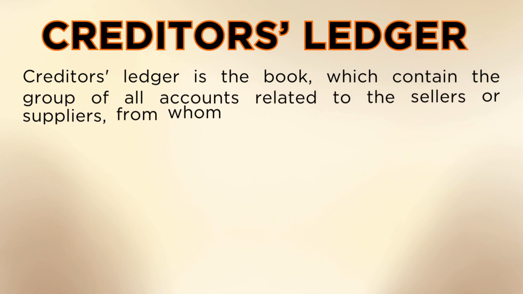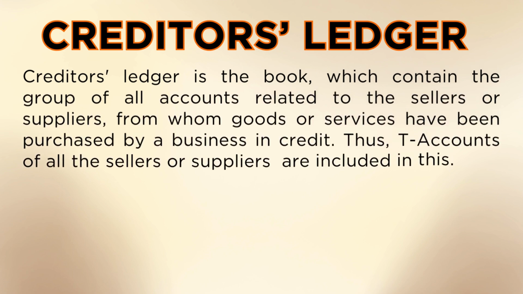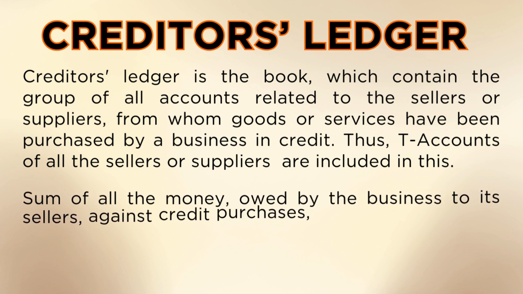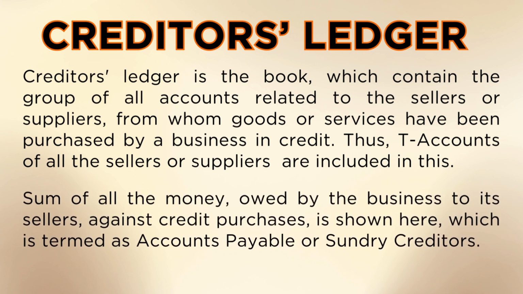Second one is creditors ledger, which is the book which contains the group of all accounts related to the sellers or suppliers from whom goods or services have been purchased by a business in credit. Thus, T accounts of all the sellers or suppliers are included in this. Sum of all the money owed by the business to its sellers against credit purchases is shown here, which is termed as accounts payable or sundry creditors.